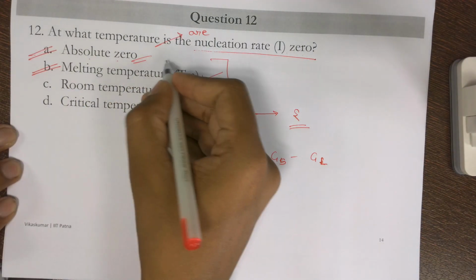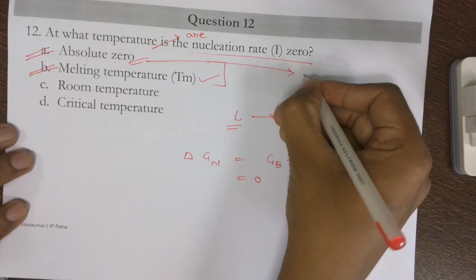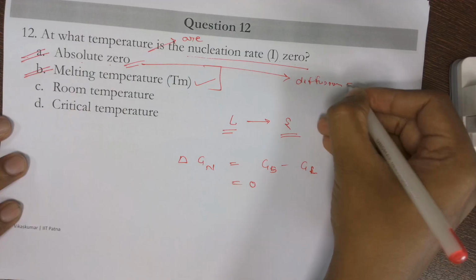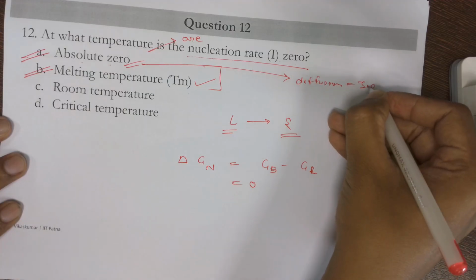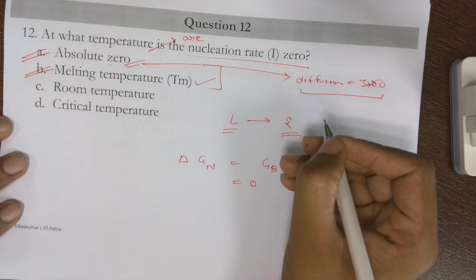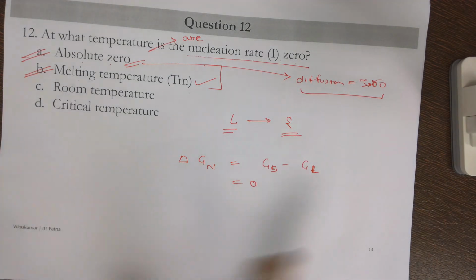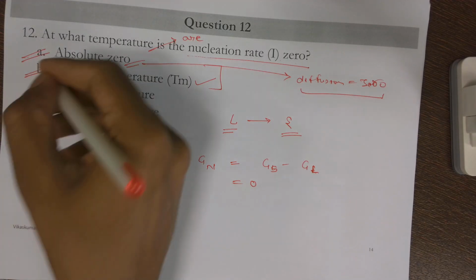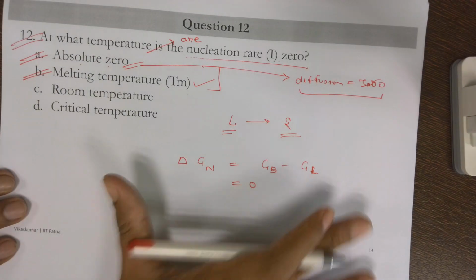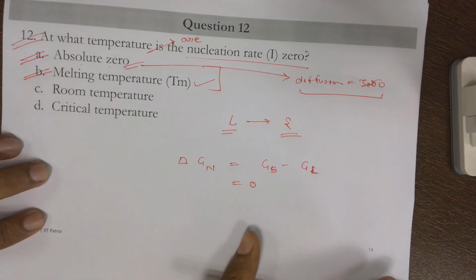So at the absolute 0, why absolute 0? The diffusion will be 0. At absolute 0, when we are talking about the diffusivity, there will be no diffusion because the atoms will not have any mobility at that particular temperature. So A and B both is the right answer over here. Any doubt in this? Let me know. If not, let's move to the next question, question number 13.